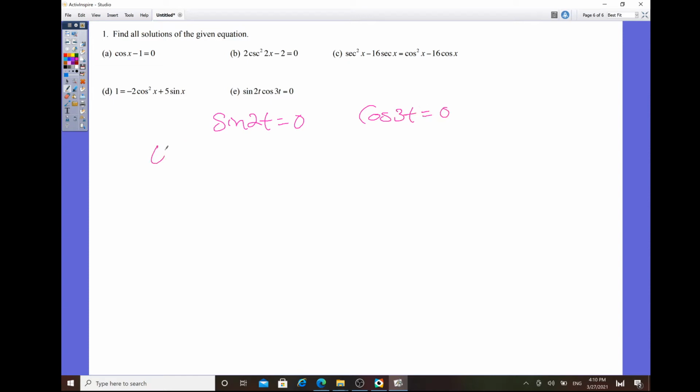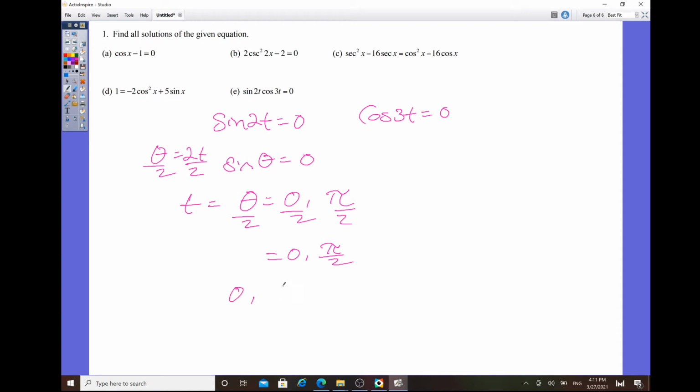So again, let theta equal 2t. So sine of theta equals 0. So that means theta equals 0, pi. But once you divide it by 2 and substitute, then you have 0, pi over 2. And then the rest of that is just a repetition. So this one could be 0.